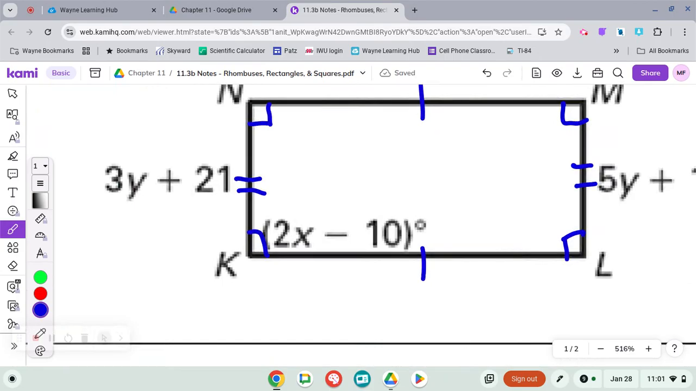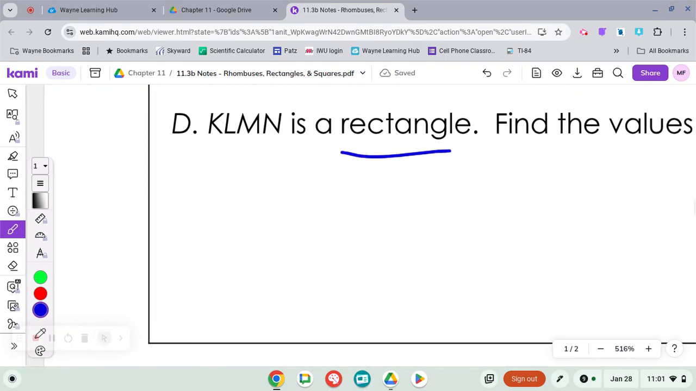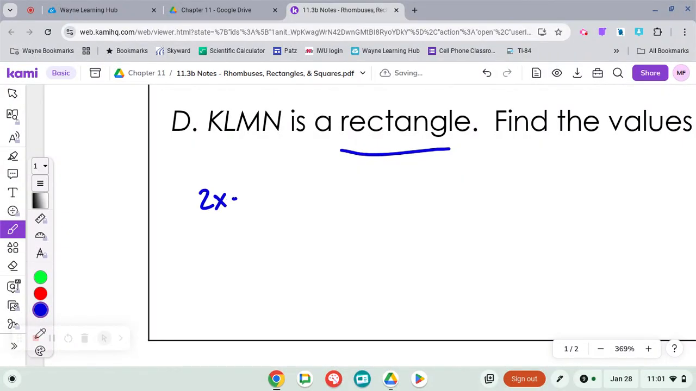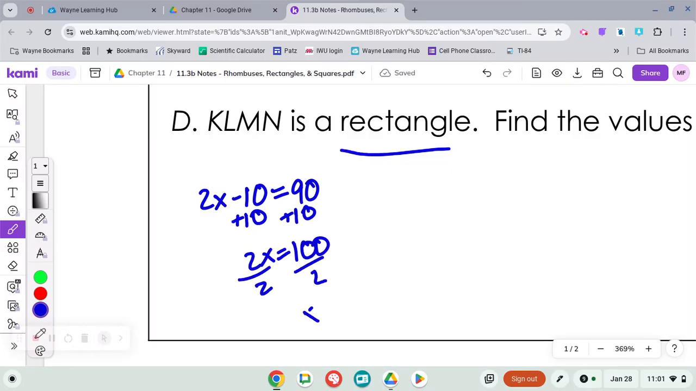2x minus 10, that is one of the angles, which we know must be 90. So 2x minus 10 equals 90. We're going to add that 10. 2x will equal 100. Divide by 2, x will equal 50, and we are done. That's all we've got to do for x.